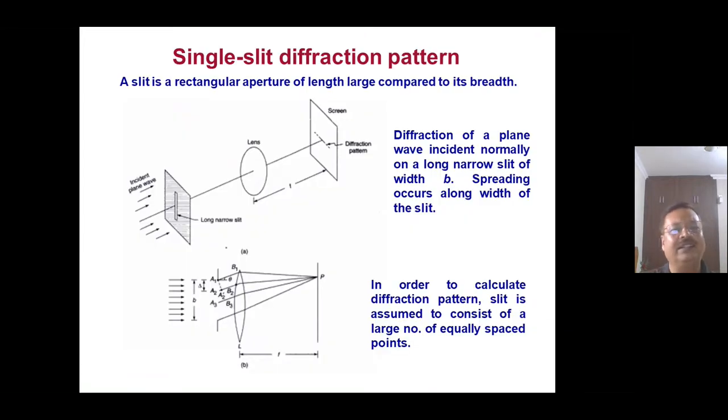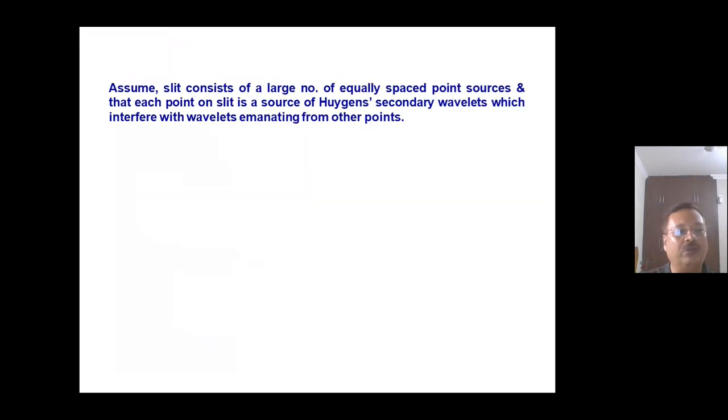We'll take one example, like the single slit diffraction pattern. We have a single slit here, and we place a lens and look at the diffraction pattern. For mathematical convenience, this whole slit is divided into an infinite number of point sources. Then we consider point sources like A1, A2, A3, draw a perpendicular, and calculate the path difference between the light coming from one point source to the respective point sources. And then we calculate them.